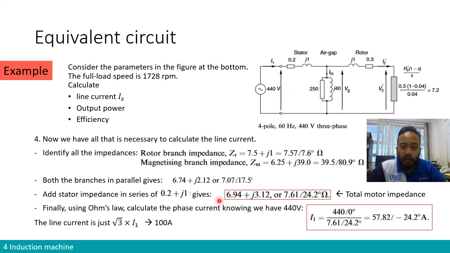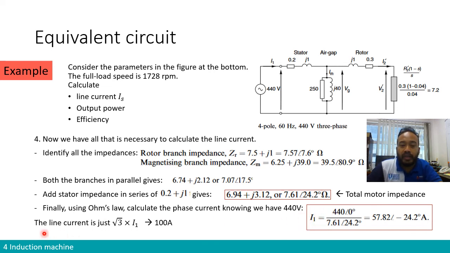Therefore, you can use Ohm's law to calculate the current. So I1, the phase current, is the voltage. The voltage is 440 volts with phase 0 because it is the reference, divided by the impedance, which is 7.61 with an angle of 24.2. If you do the division, you get 57.82 with an angle of minus 24.2 degree amps. So this is the AC phase current I1.